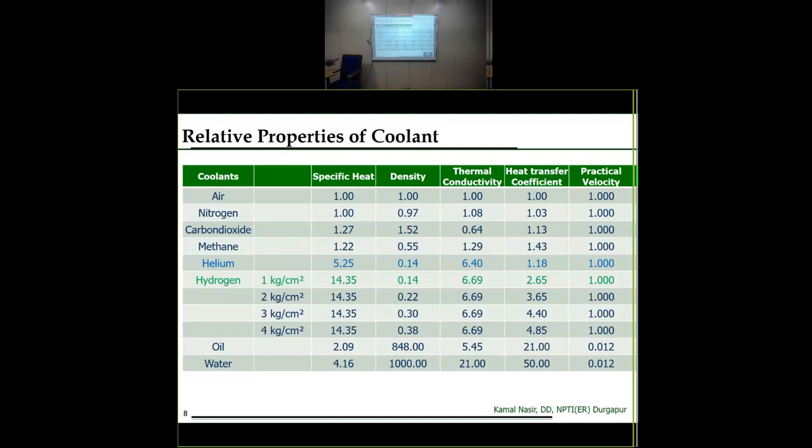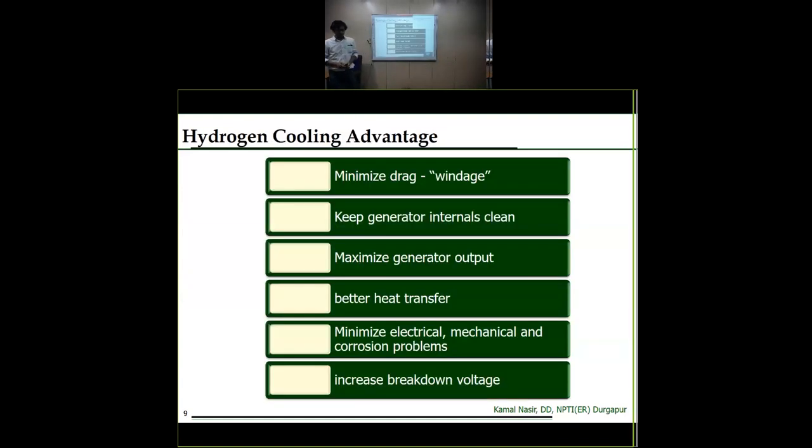Now, specific heat is 14 times more than that of air. Density is 0.14. This is 14 times less than that of air. And thermal conductivity, meaning how much heat it can carry, is nearly 7 times. So these properties encourage us to use hydrogen as a cooling media.